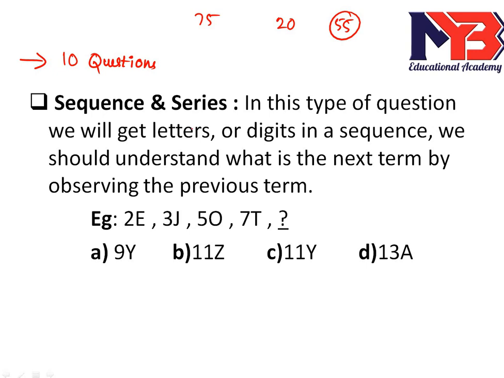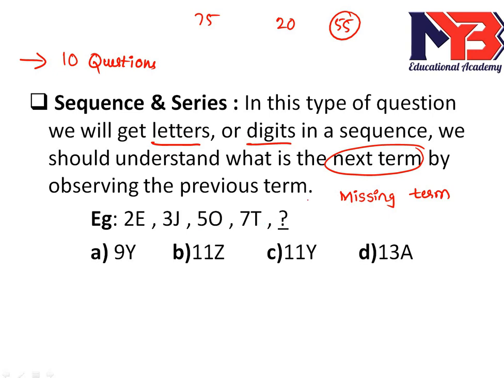In this type of question, we'll get either letters or digits in the sequence. We need to understand what pattern is being followed, and then try to get the next term, or try to get the missing term which is available in the given sequence. So to get the next term or missing term of the given data, the given question is 2E, 3J, 5O, 7T, and question mark.